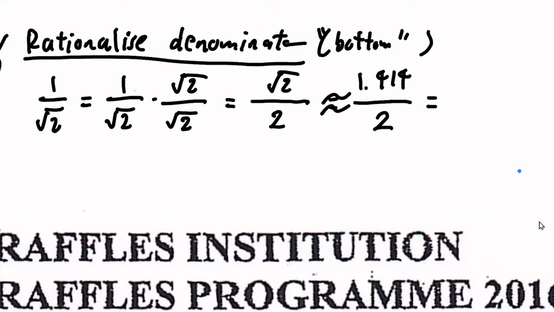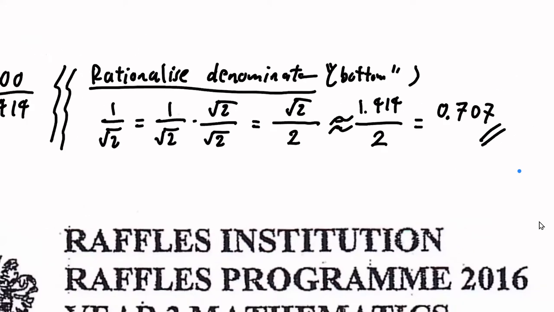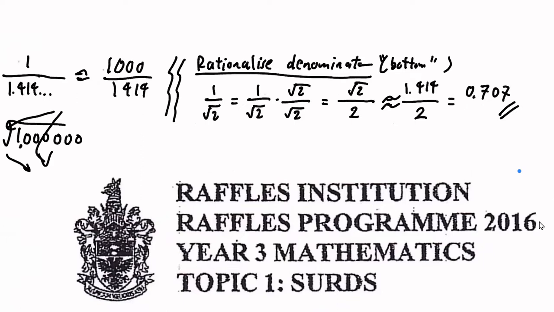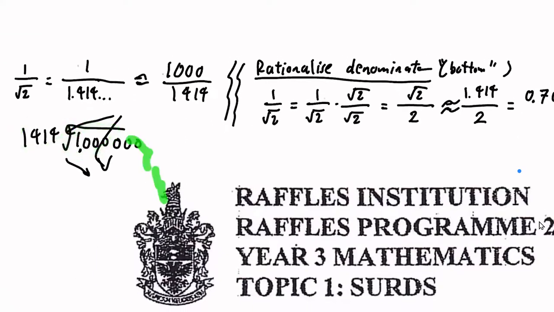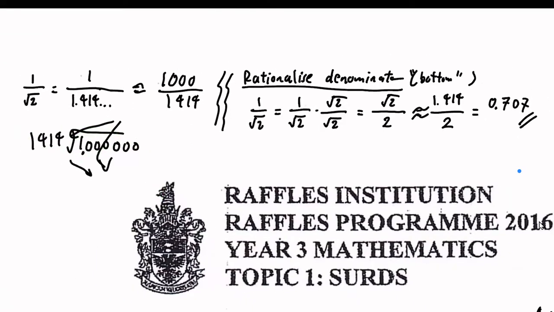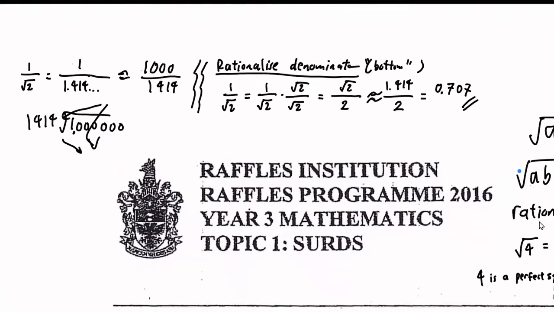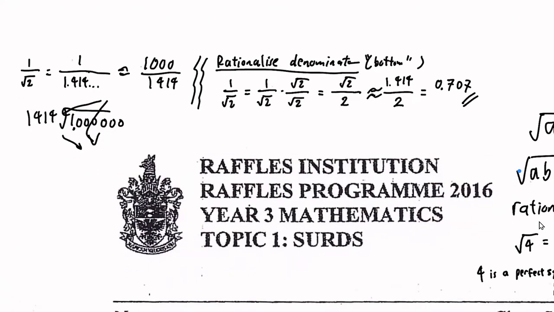1.414 divided by 2 is 0.707. Wow, so fast. You see, compared to just now, horrible. 1 divided by 1.414, so difficult. So in the world before calculators, this was very valuable. Rationalizing the denominator helped ancient people to calculate and approximate the value of 1 over square root 2, for example. Does it make sense?